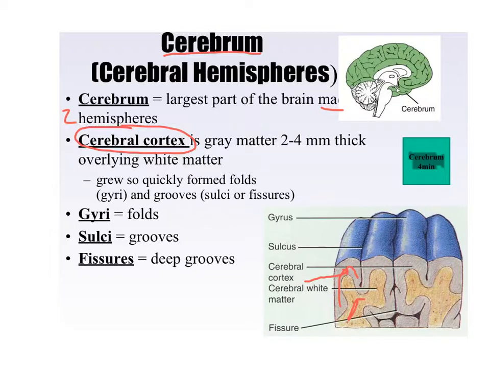Also remember that gyri, or gyrus, those are the folds or the wrinkles in the brain. Sulci are the shallow grooves. Sulcus would be singular, sulci is plural. And fissures are the very, very deep grooves in the brain.